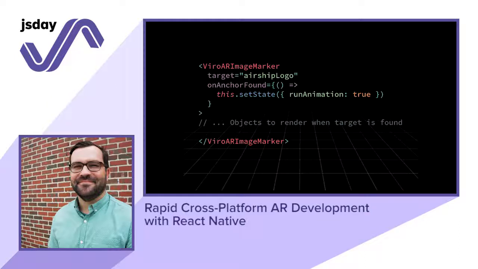So Viro provides an AR image marker, and that's what you're going to wrap what you want to have rendered once it detects a certain image. So it has a target, which we'll look at in just a minute. So the target is just the Airship logo. And then when the anchor is found, I'm going to run an animation. And this will kick off some animation that we're going to look at for the objects that are rendered inside of this AR image marker in a second.